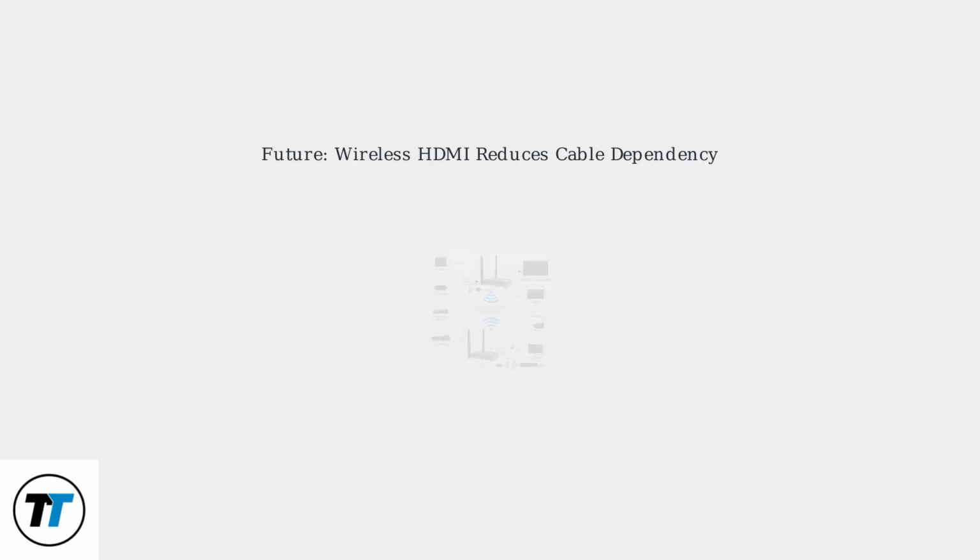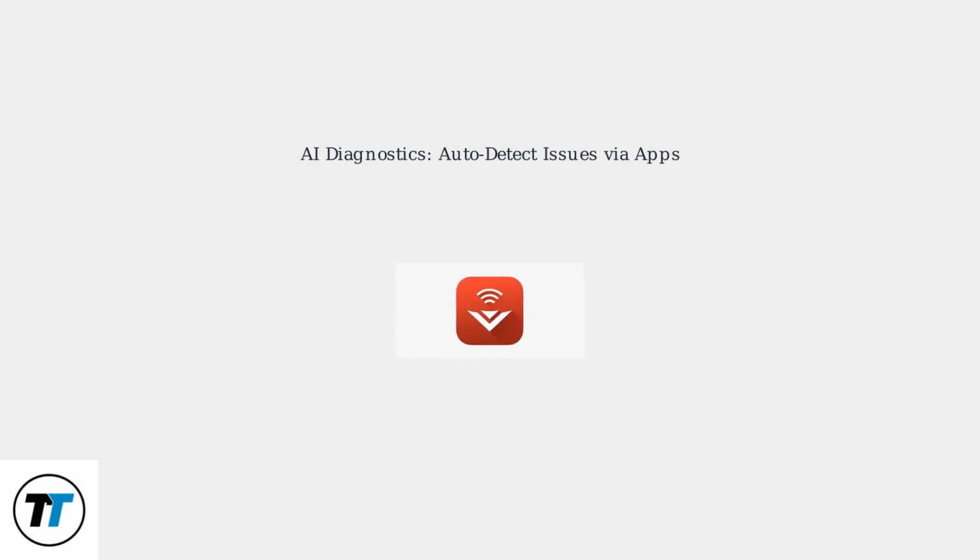Looking ahead, wireless HDMI is becoming more common, reducing cable dependency. AI-driven diagnostics are also emerging, with apps like Vizio's SmartCast using machine learning to auto-detect eARC issues. These advancements aim to make eARC more reliable and user-friendly.